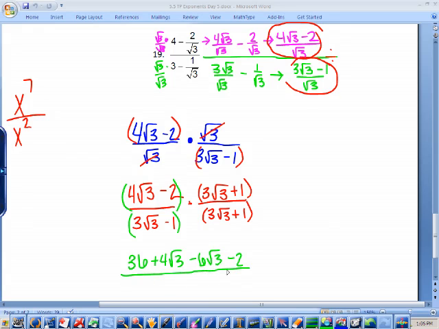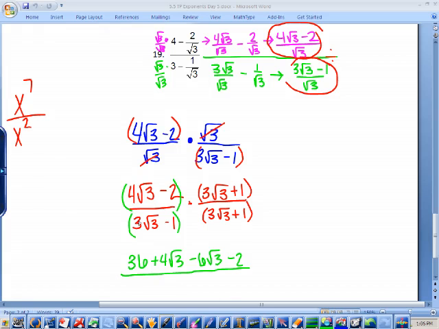Could you just multiply the radicals on the top to cancel out? Could you have done 4 radical 3 minus 2 times radical 3, and then radical 3 times 3? You could have distributed here instead of canceling, but you would still have a radical in both the top and the bottom. You'd still end up having to rationalize. I'll go back and show that in just a second, okay?